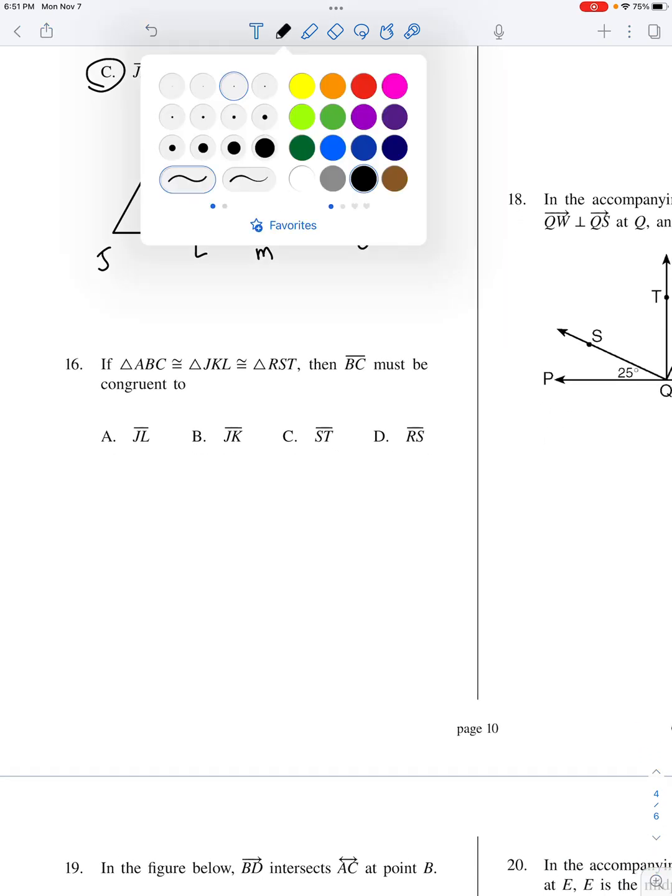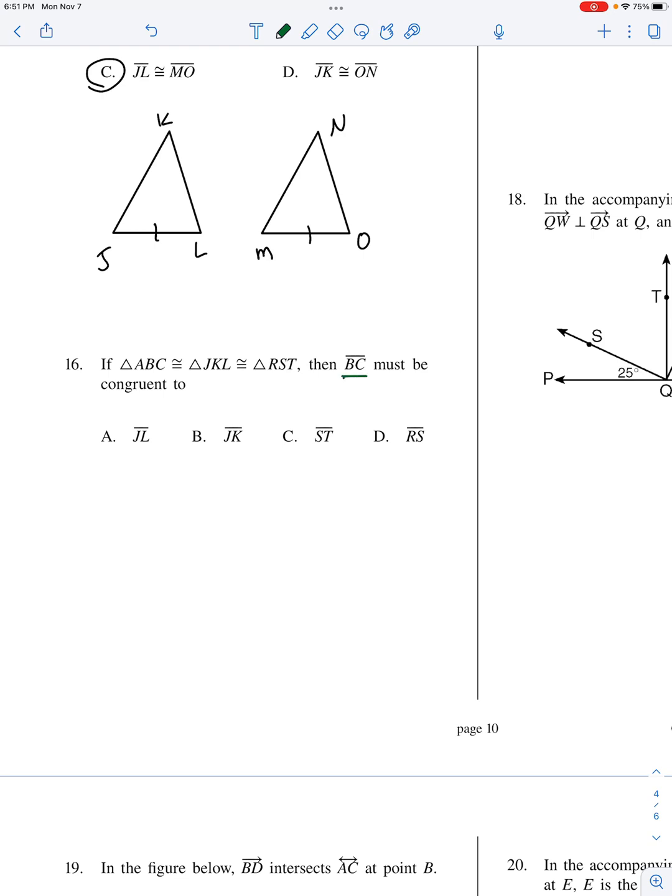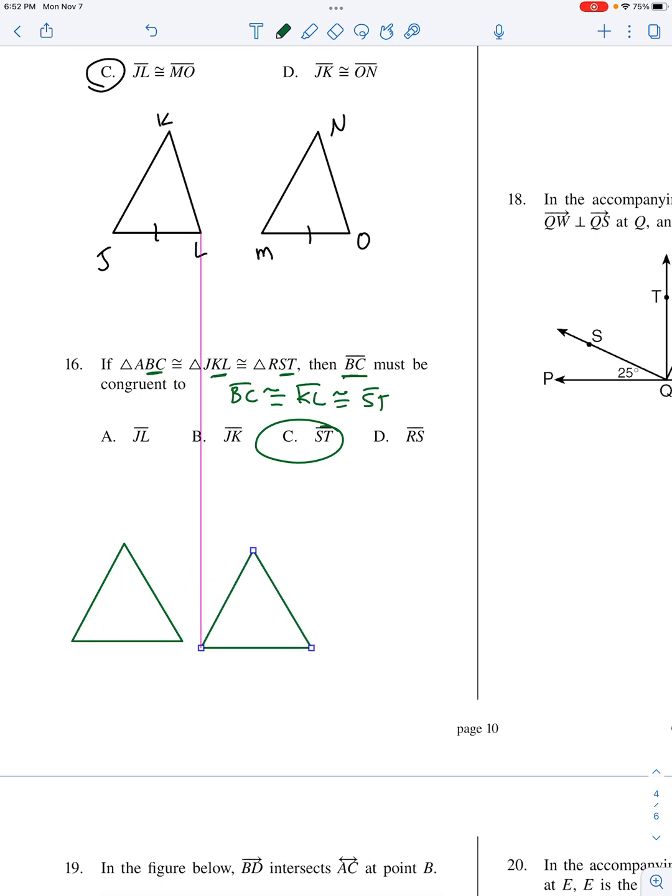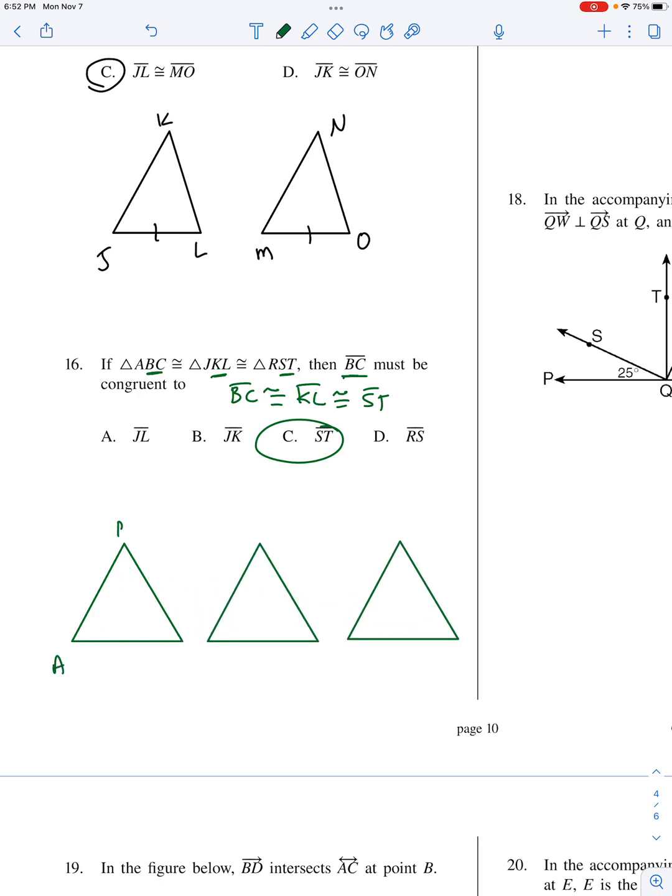Okay, for this one, I didn't even draw it. I just figured out BC. Since it's the second two letters, BC would be congruent to KL, would also be congruent to ST. So the answer is ST. If you draw them, you can see it also, so I'll show you that too. If you draw 3 triangles, and you label them the same way, ABC, JKL, RST, then you'll see that ST would be in the same spot as BC.